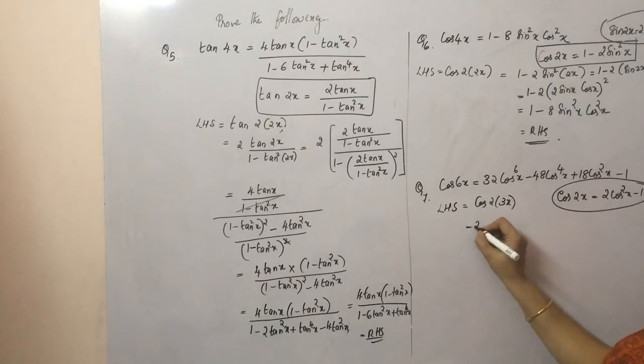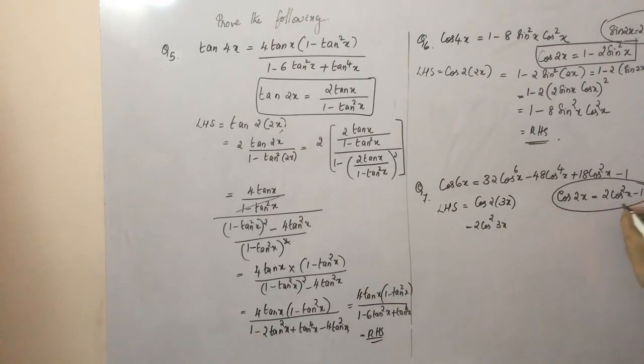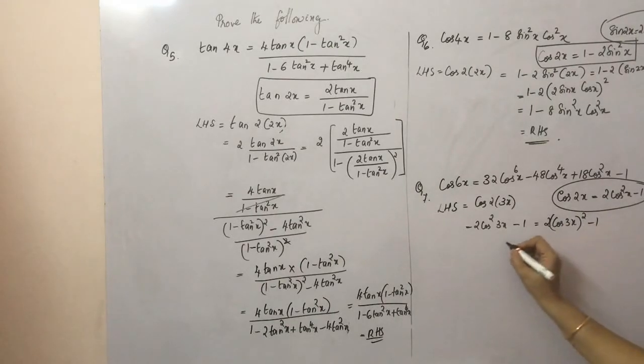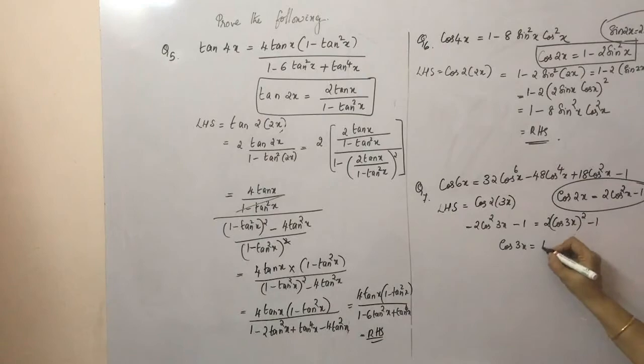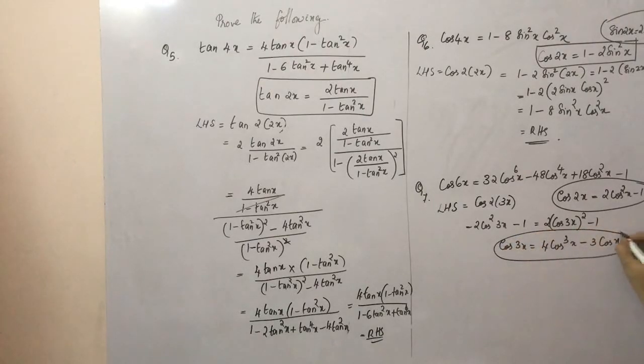This gives me 2 cos square 3x. Right? 2 cos square, here 2x is what? Replace with 3x, minus 1. 2 cos square 3x minus 1. Now this is same as 2 cos 3x, the whole square, minus 1. Isn't it? Now again, what is cos 3x according to the formula? In the formula we have cos 3x is 4 cos cube x minus 3 cos x. Okay, so this is the next result.